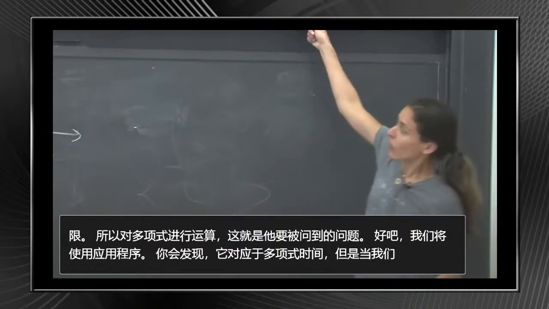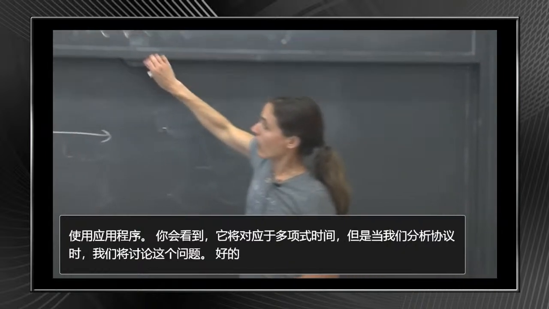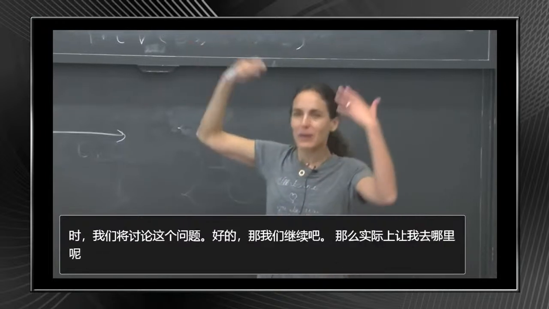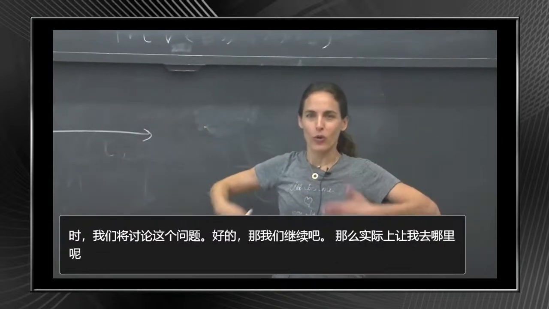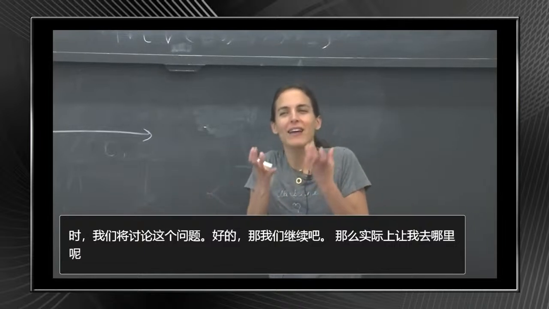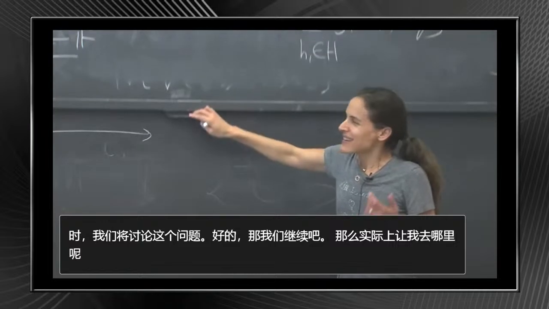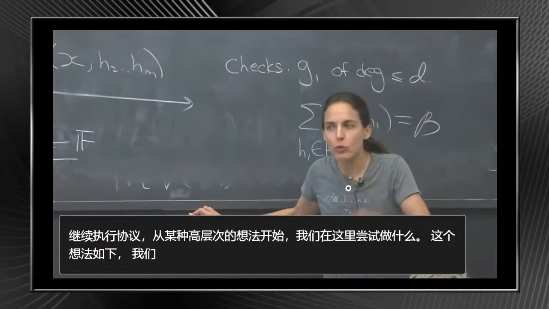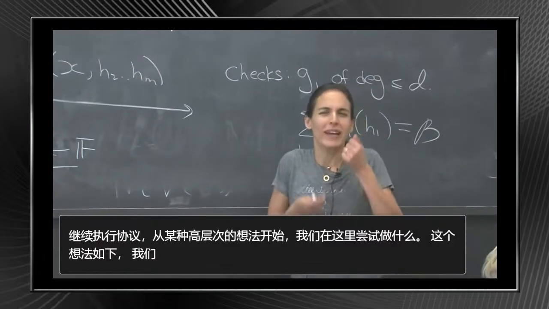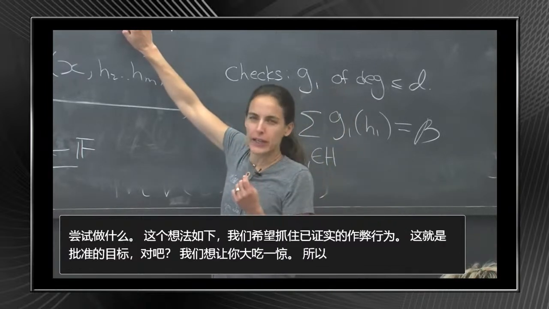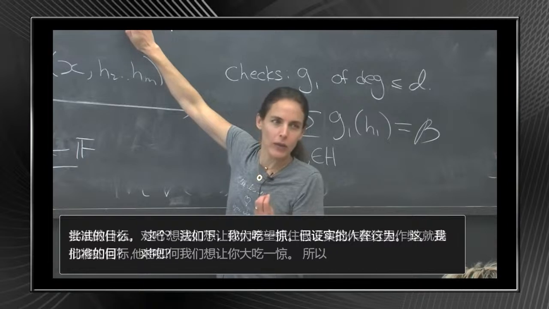Okay, so let's just continue. Before I continue the protocol, let me give a high-level idea of what we're trying to do here. The idea is the following. We want to catch a prover cheating. That's the goal of a proof, right? We want to catch you if you're cheating. So suppose a prover is cheating here. How will we catch him?